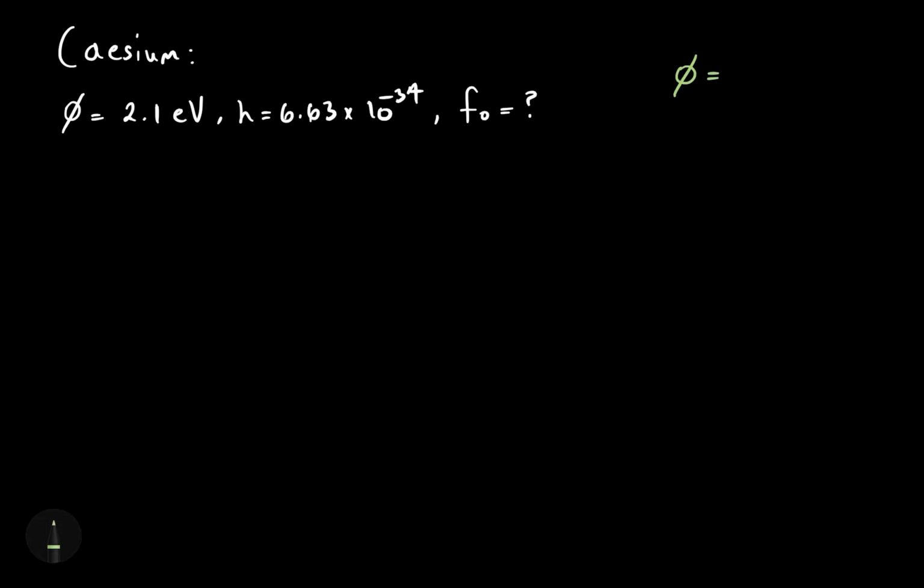phi, the work function, is equal to h times Fo, where Fo is the threshold frequency and h is obviously Planck's constant. Now, since we're looking for Fo, we are going to rearrange this equation. So I'm going to have to divide both sides by h, and Fo is equal to phi over h.